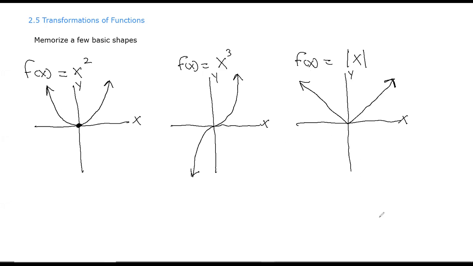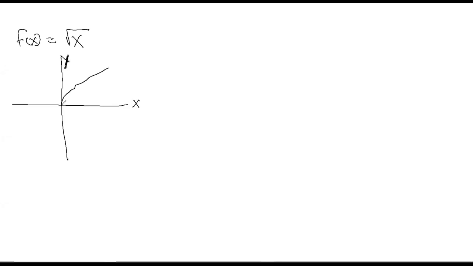All right, let's go to the next page so I can keep my space available. Next up, we have our square roots. So that's our square root of x. And this graph kind of looks like you took the x squared and tipped it on its side. So something like this.